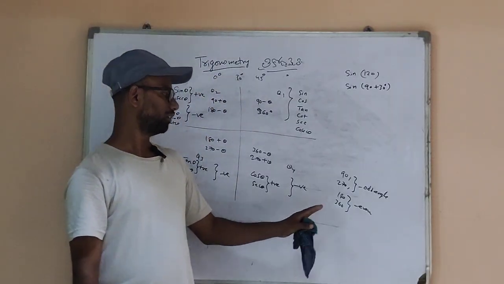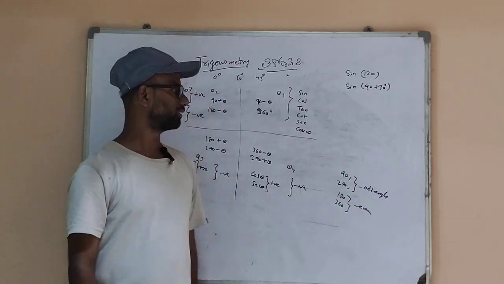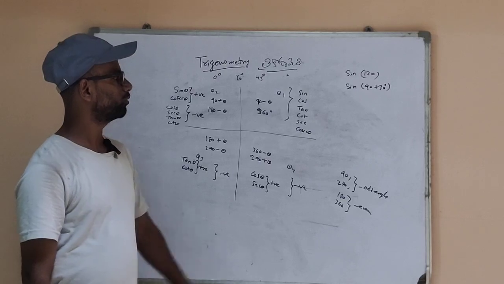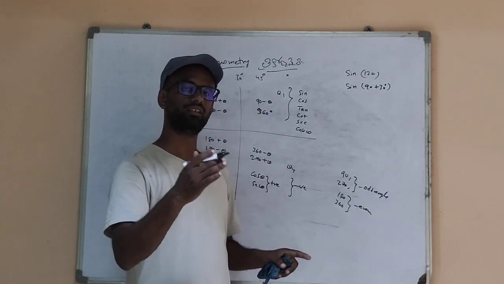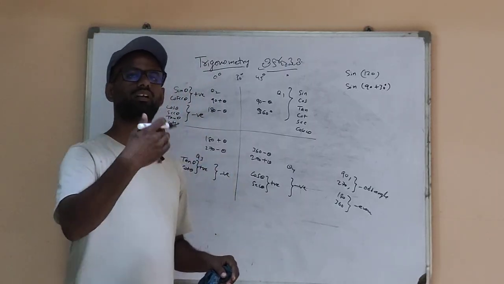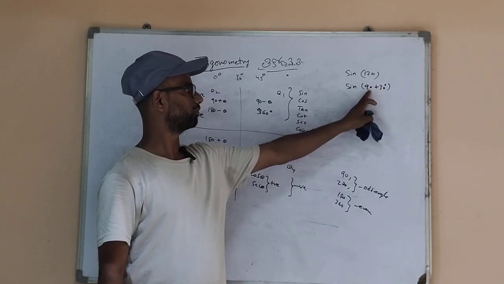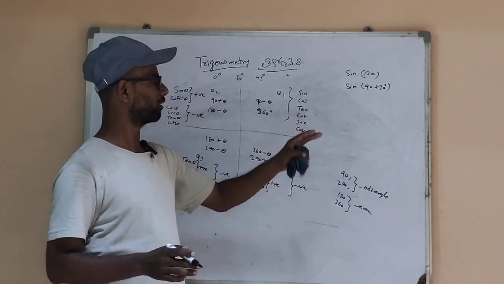So here 90 and 270 are odd angles. 180 and 360 are even angles. So next, what do we have to do? If the angle is odd, we have to make sine into cos. Sine is converted into cos only when the angle is odd. If the angle is even, sine will be taken as sine only.